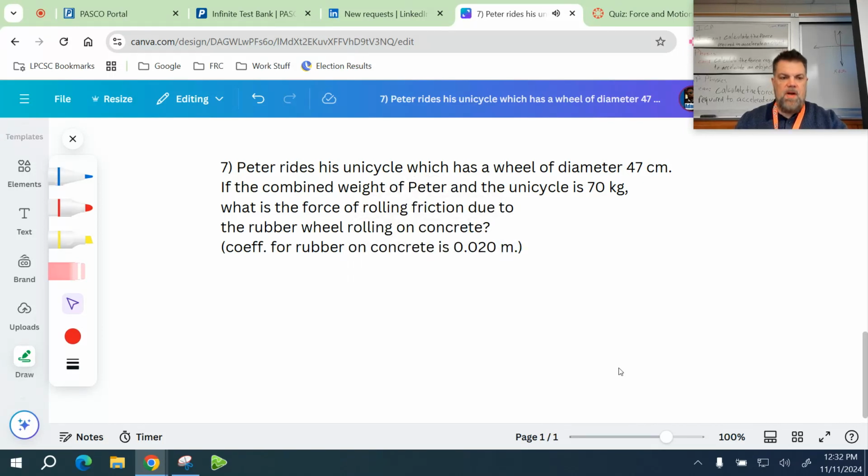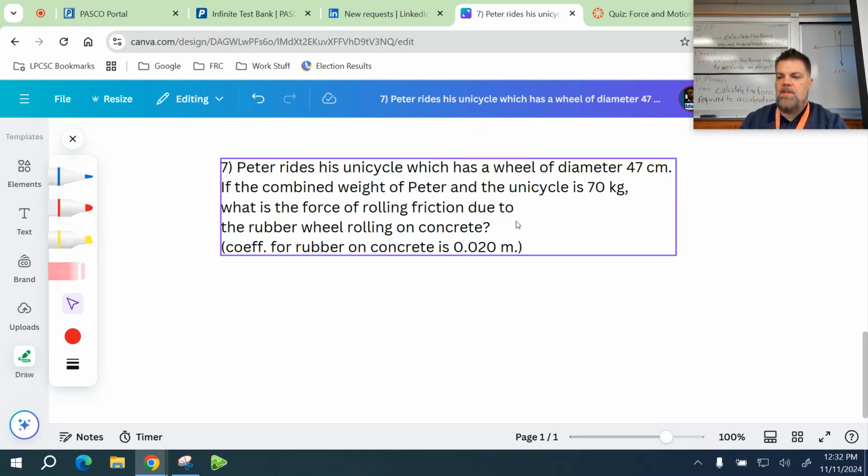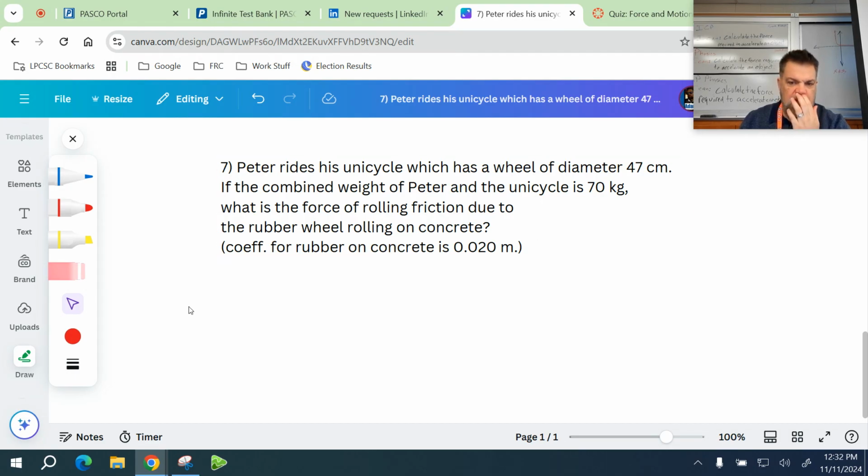All right, so for problem number 7, it says Peter rides his unicycle, which has a wheel diameter of 0.47. And if the combined weight of Peter and the unicycle is 70 kilograms, what is the rolling force or rolling friction force due to the rubber wheel rolling on concrete?